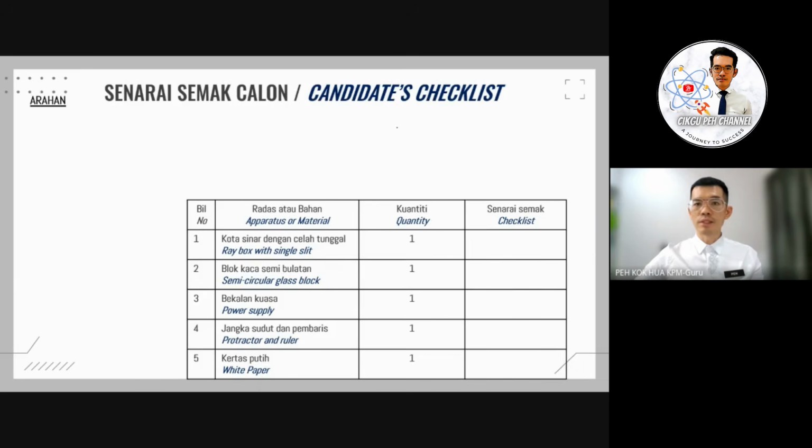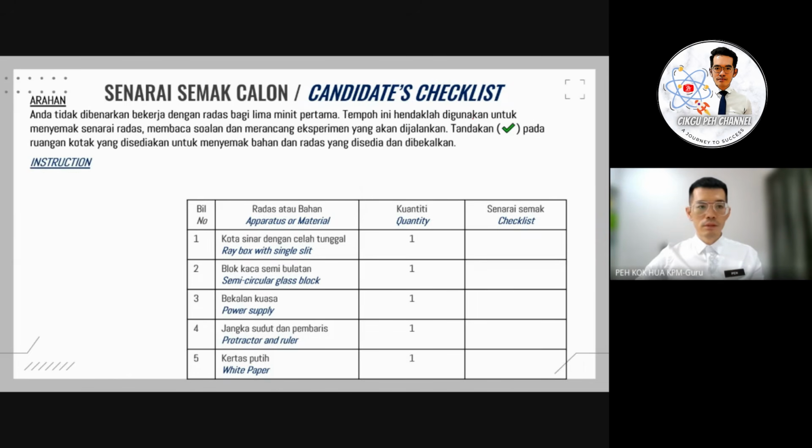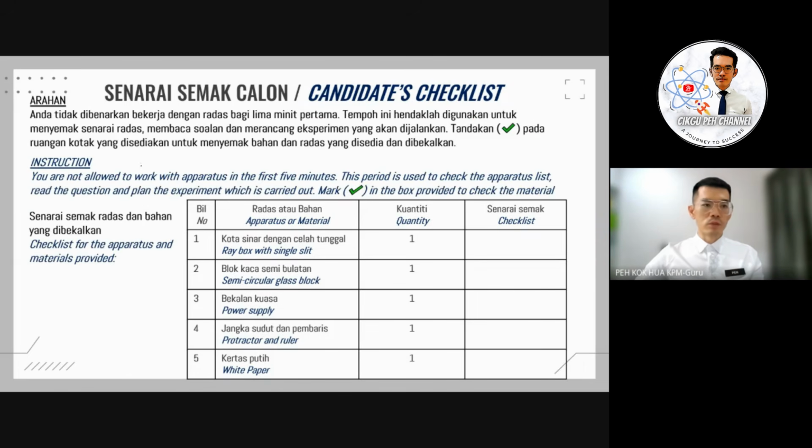Now let's see together the candidate checklist for this question. Let's read together the instruction first. You are not allowed to work with apparatus in the first 5 minutes. The period is used to check the apparatus list, read the question, and plan the experiment which is carried out. Mark in the box provided to check the material. So that means you are given 5 minutes to check the apparatus and material provided.